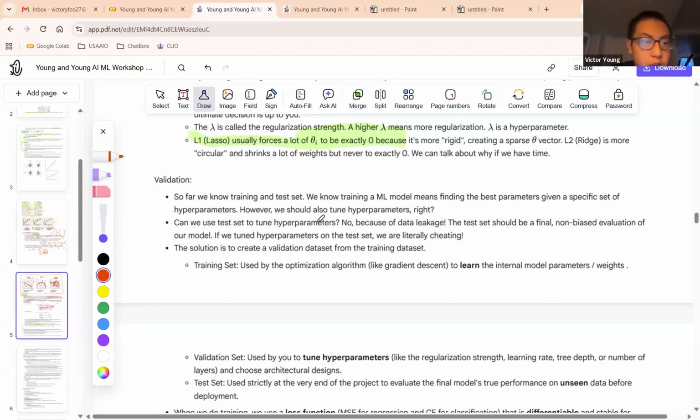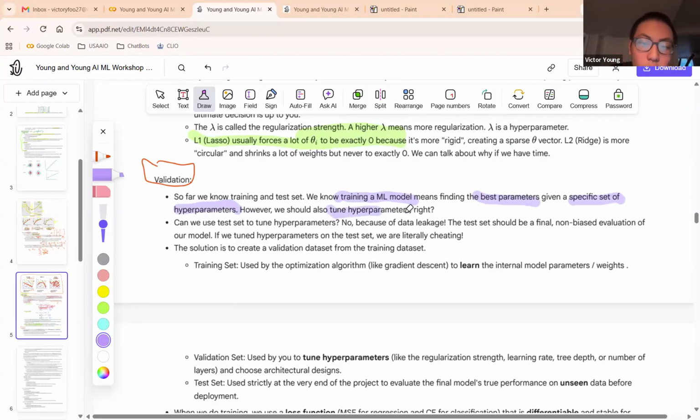So now let's talk about validation. So far we know that we need to have a training and a test set. And we know that training an ML model means finding the best parameters, like the theta star, right? Given a specific set of hyperparameters, and hyperparameters are not changed.